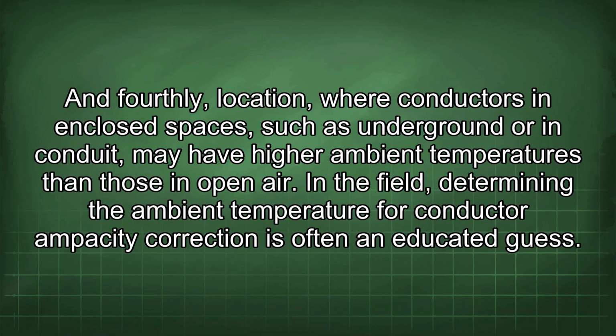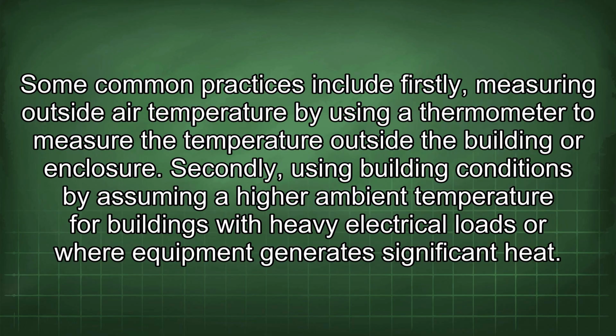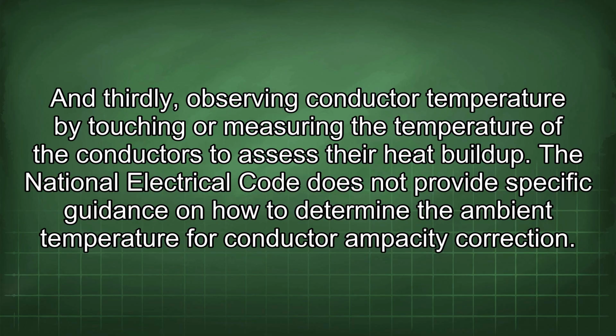In the field, determining the ambient temperature for conductor ampacity correction is often an educated guess. Some common practices include, firstly, measuring outside air temperature by using a thermometer to measure the temperature outside the building or enclosure. Secondly, using building conditions by assuming a higher ambient temperature for buildings with heavy electrical loads or where equipment generates significant heat. And thirdly, observing conductor temperature by touching or measuring the temperature of the conductors to assess their heat buildup.